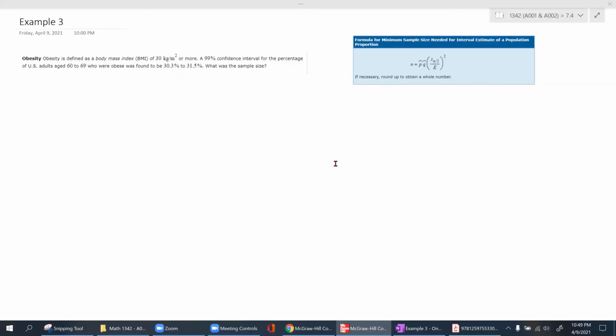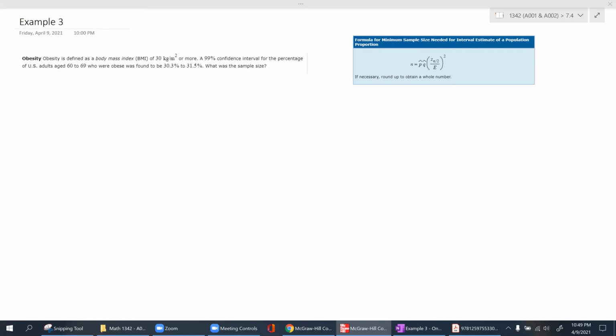Our question is talking about obesity. Obesity is defined as a body mass index, BMI, of 30 kilograms over meters squared or more. A 99% confidence interval for the percentage of U.S. adults aged between 60 and 69 who were obese was found to be 30.3% to 31.5%. What was the sample size? Here's one where we need to find the sample size.